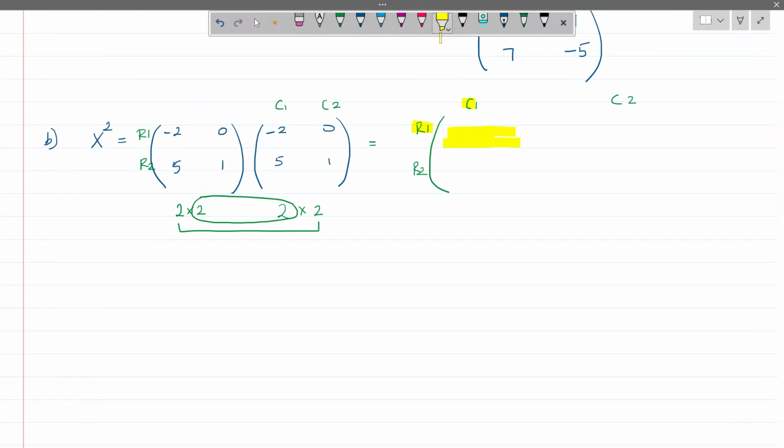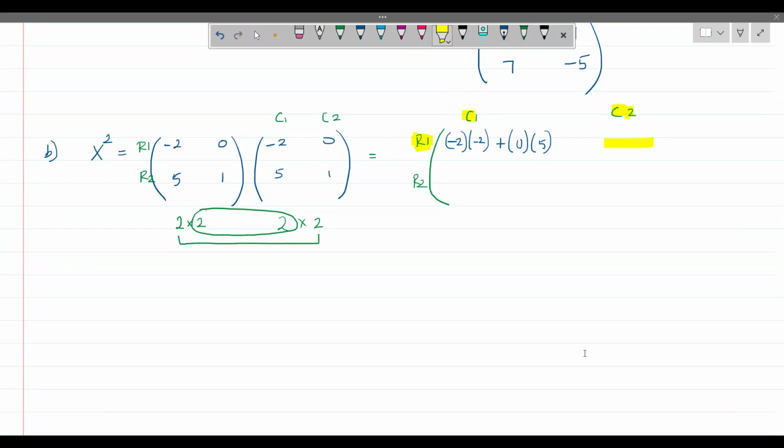So to get the value for here, I have to take row 1 and multiply it by column 1. So let's look at row 1. Row 1 has these 2 values here. Column 1 has these 2 values here. I have to multiply those together. So the negative 2 multiplied by negative 2 plus 0 multiplied by 5. That's how I get my row 1, column 1. Right? Then similarly, to get this area here, I have to do row 1 by column 2.